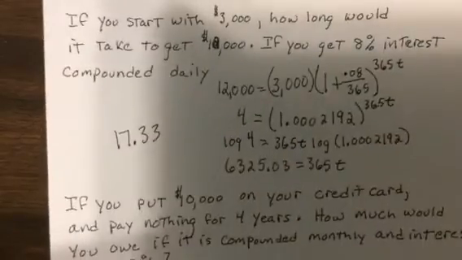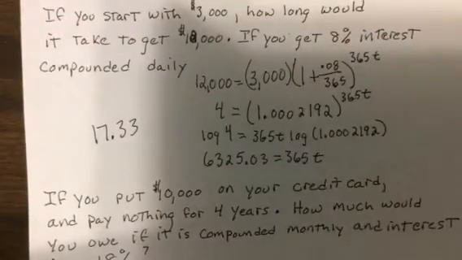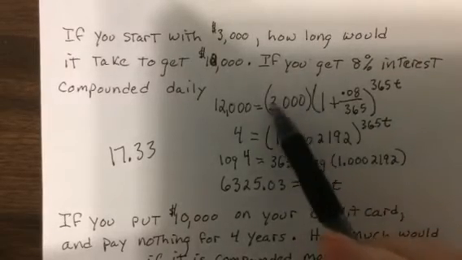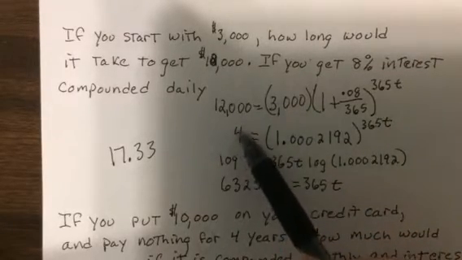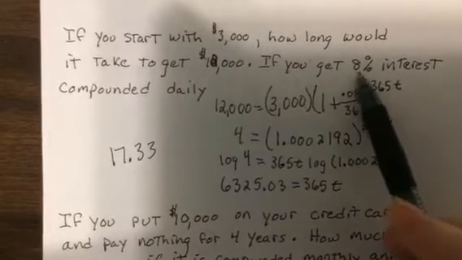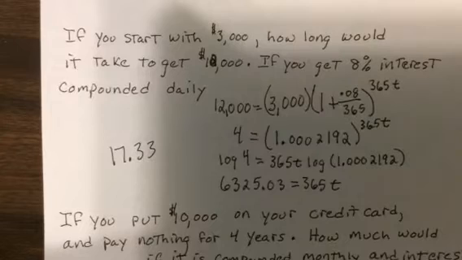So, oops. So I plugged in all the values, got rid of the principal. So I'm actually asking, how long does it take to get 4 times my starting amount if I have 8% interest? Now, if you started with 20,000, then in 17 years, you would have 80,000.